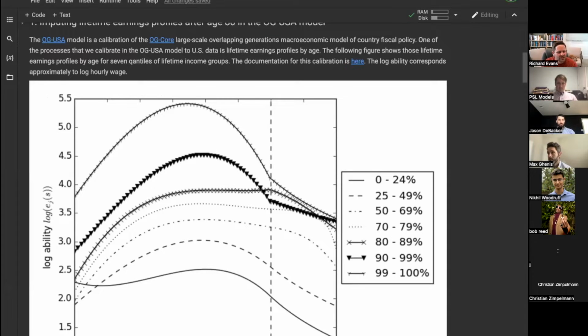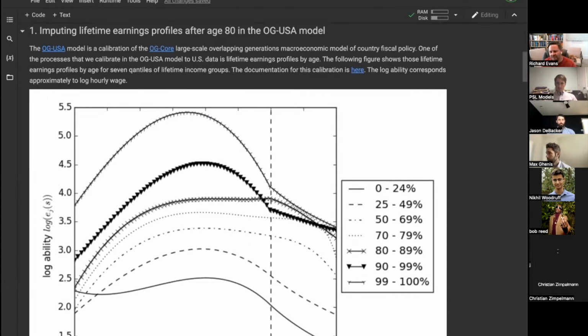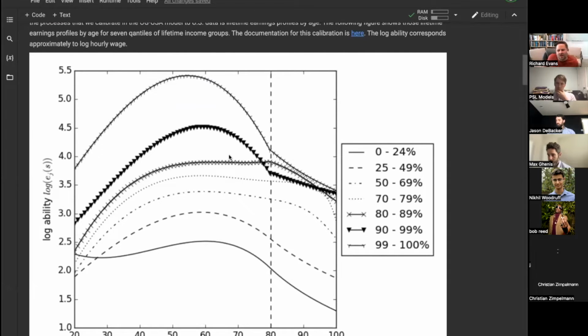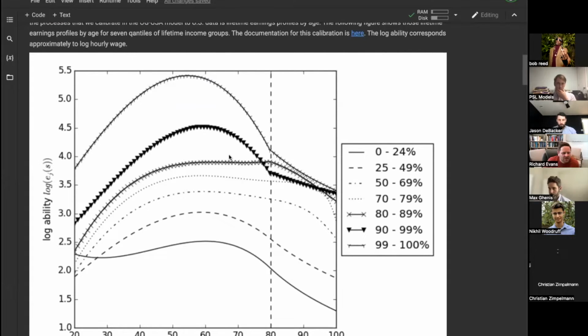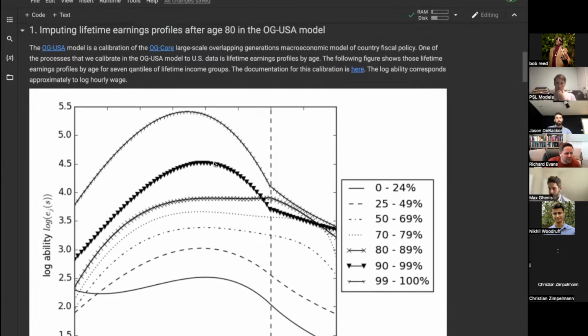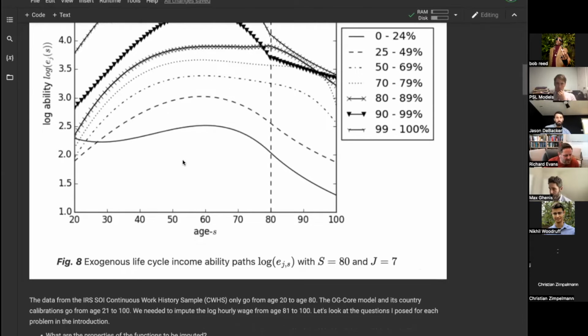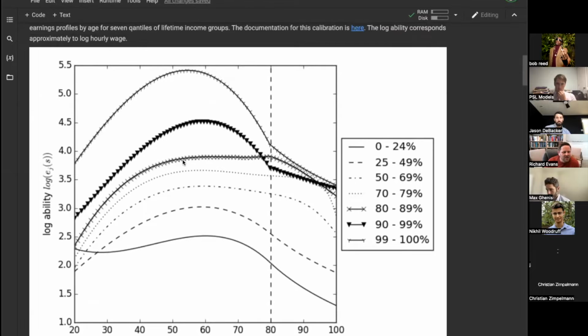Anyone can follow along. This first example has to do with calibrated earnings profiles for individuals in the USA macroeconomic model, OG USA. What you're looking at here is a picture of really the data, which are the log of hourly wage. And Jason is the person who really set this up and did this, where he went to the IRS Statistics of Income. What data is it? It's the Continuous Work History Sample. And those data go from age 20 to age 80.